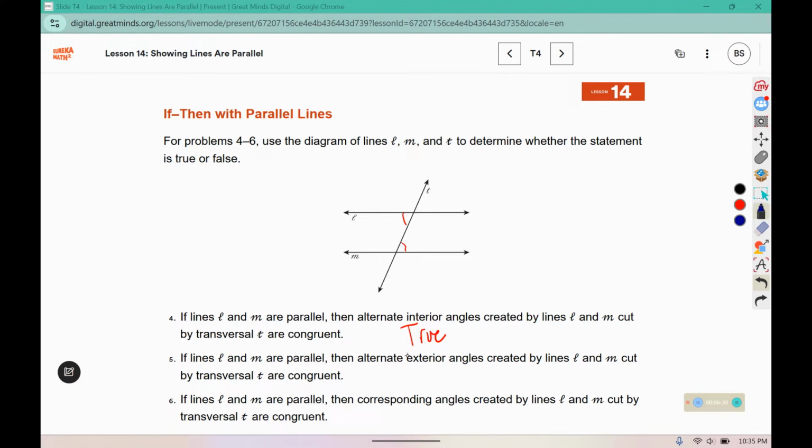If L and M are parallel, then alternate exterior, so opposite sides of T, outside of the parallel lines, are congruent. That is also true. If L and M are parallel, then corresponding angles created by L and M are congruent. So corresponding is the same side of T and the same position on the parallel lines. That one is also true.